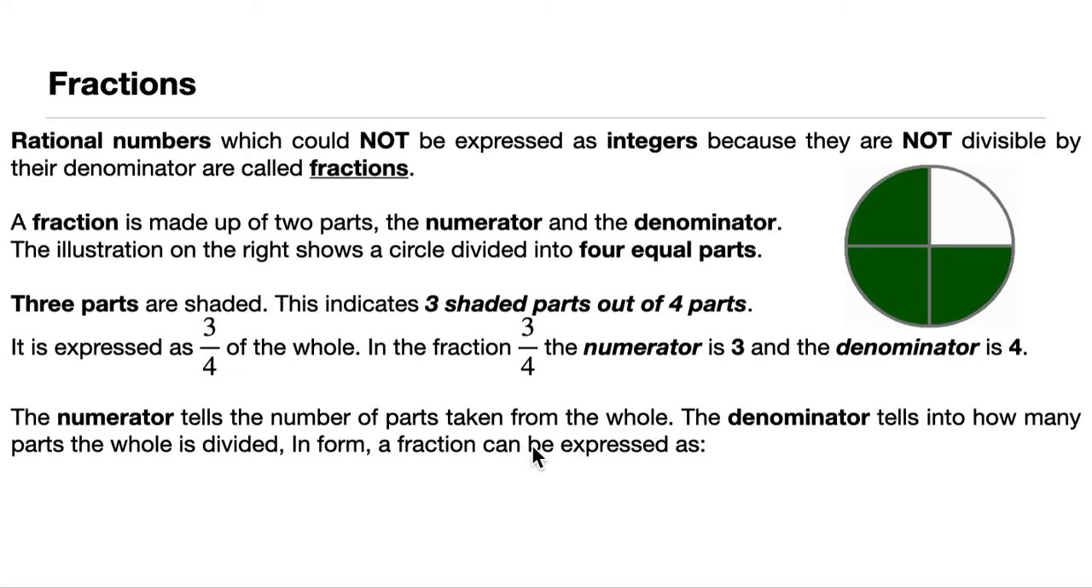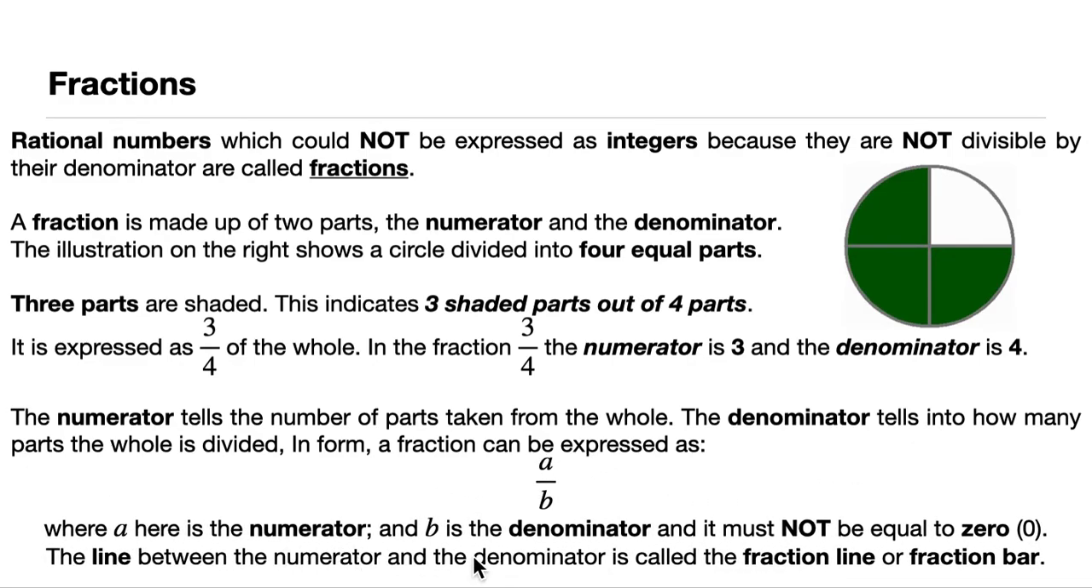In form, a fraction can be expressed generally as a over b, where a is the numerator, b is the denominator, and it must not be equal to 0, because if we have a 0 in the denominator, that's not good. Maybe I can give a separate video for that. Why is it so? The line between the numerator and the denominator is what we call the fraction bar, or the fraction line. This is what we call a fraction.